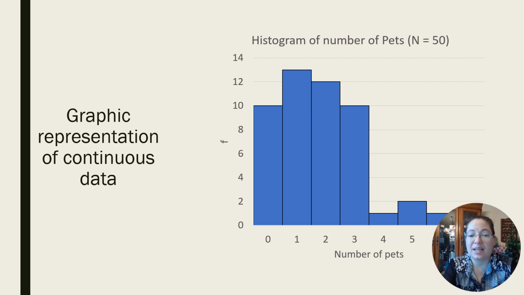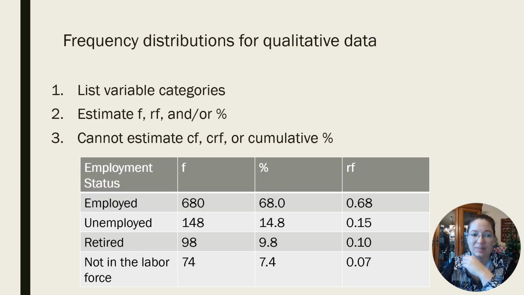You can also graphically represent this continuous data. So this is what's known as a histogram. You'll notice that the bars are touching here. This is what differentiates a histogram from a bar chart. So the frequency of our event occurring is on the y-axis, and the x-axis, the horizontal axis, has the number of pets. So as I said, 0 pets are owned by 10 people within our sample.